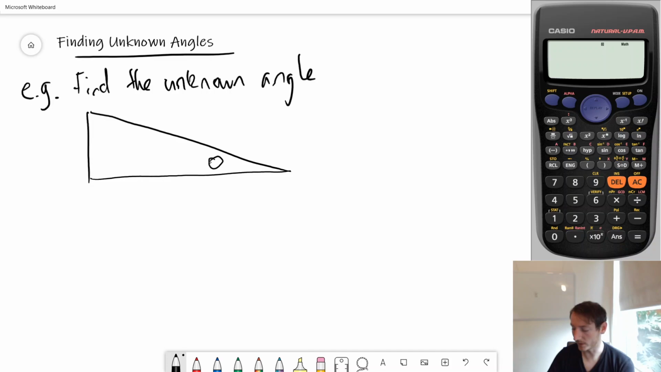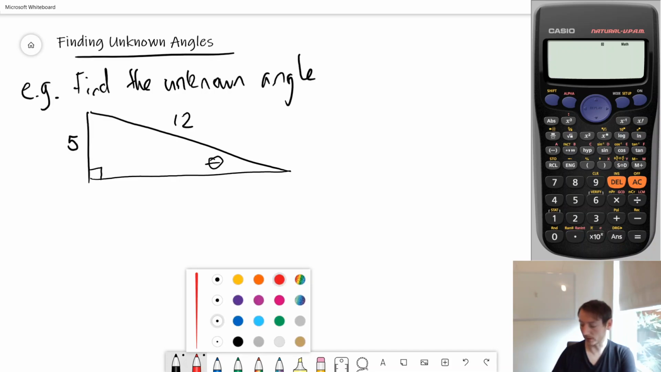Alright, so I'm going to use my symbol theta, because we often use Greek letters for angles. Let's say I know the hypotenuse is 12 long, could be meters, and then let's say that side is 5 meters long, and we have our right angle. As I said, the first steps are exactly the same.